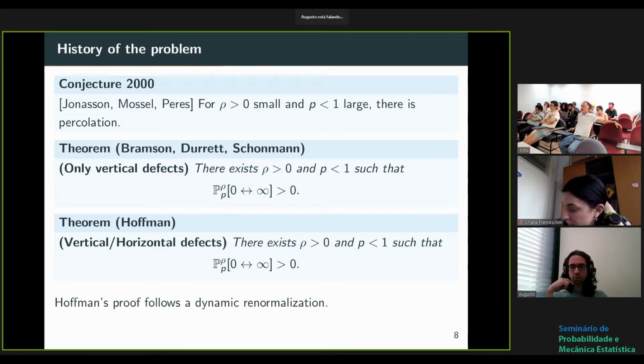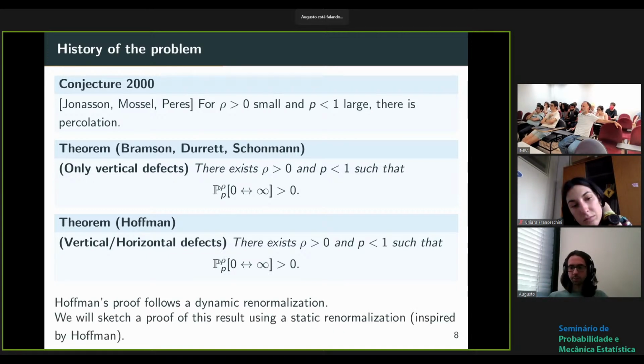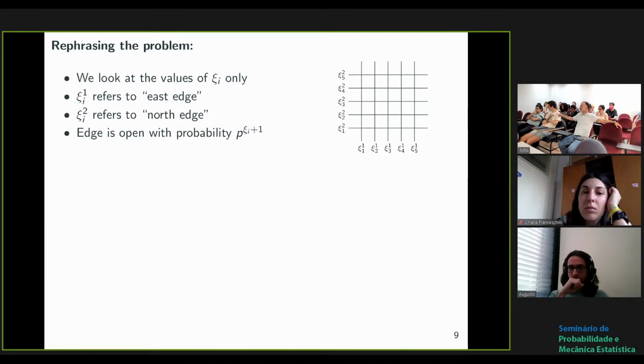The original result uses what we call dynamic renormalization. I'm going to explain what this means soon. And we're going to present here a proof that uses static renormalization. It's also inspired by Hoffman's, but it's, in our view, easier to follow. Questions?